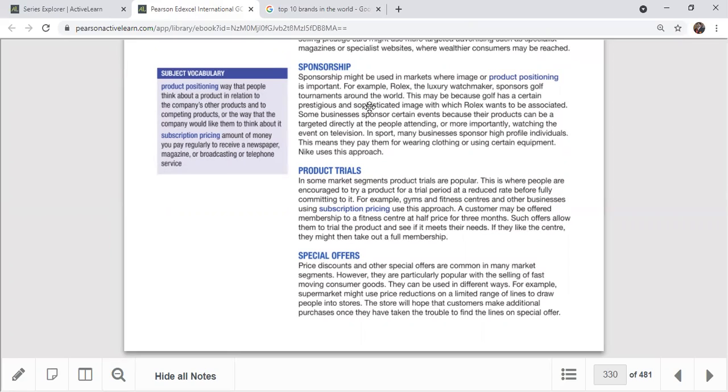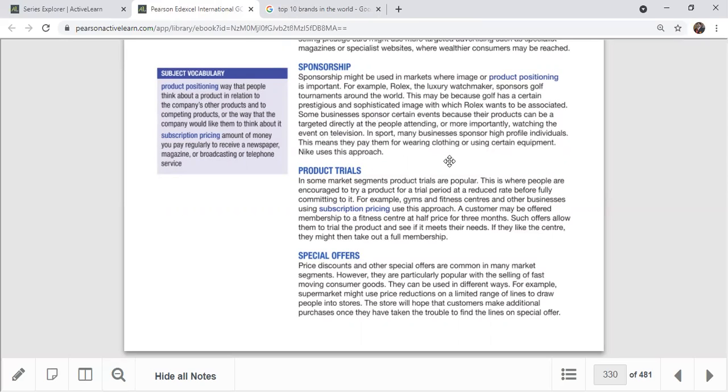And golf has certain prestigious and sophisticated images that Rolex wants to be associated with, right? Some businesses sponsor certain events because the Rolex watch is a very expensive watch, so only executives and rich people can afford this kind of thing. The game of golf is also the same, right? Getting the membership of a golf club is expensive. And they target directly the people attending and, more importantly, watching the event on television and sport.